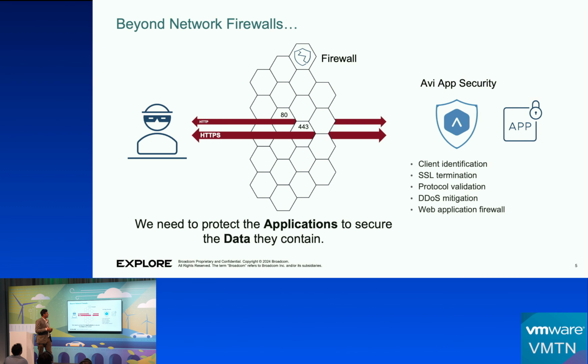So for that, you need to have the web application firewall. And Avi LB provides this solution. We do SSL termination. We do a lot of security at our application layer. So we look into the payload. We have WAF capabilities. We have bot detection. All of these are available within the same solution of Avi LB.